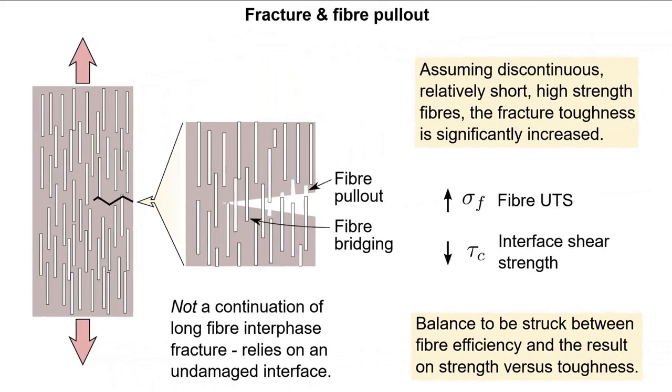In order to harness this mechanism specifically, one must employ short, high-strength fibers. A relatively high-strength fiber with a relatively weak interfacial strength is what makes this possible. A balance therefore needs to be struck between the fiber length, strength, and interfacial shear strength to get the right balance between strength of the overall composite and the fracture toughness.